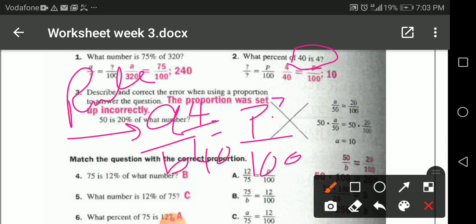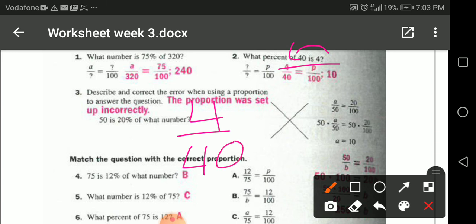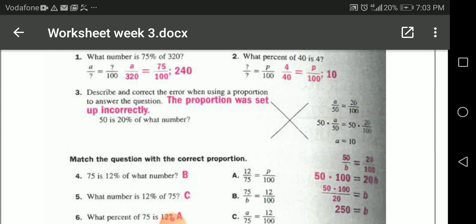Then I have P over 100, cross multiplication. Again, remember this one, guys. What percent of 40 is 4? So 4 over 40 equals P over 100. Cross multiplication: 4 times 100, 400 over 40, which will give you 10.